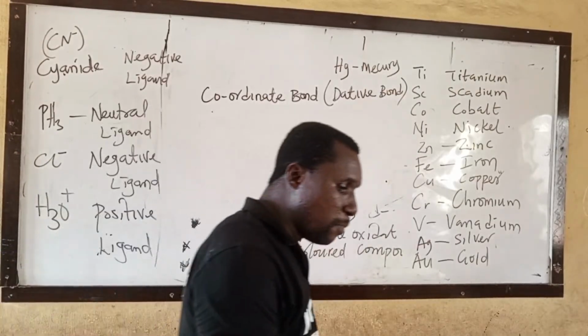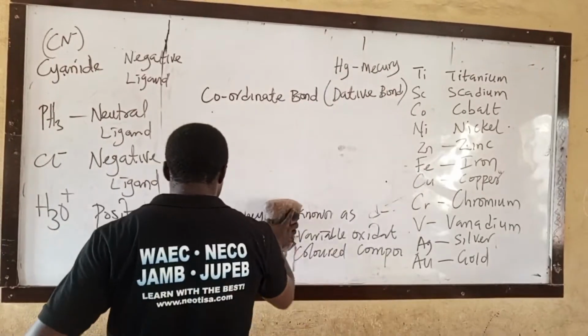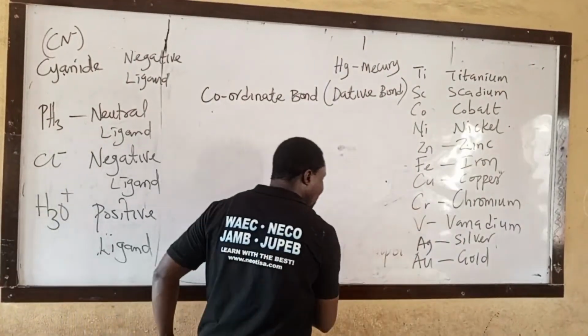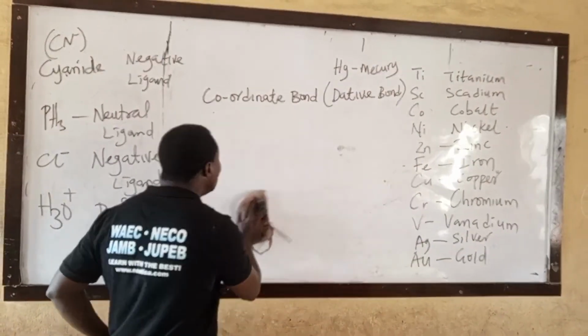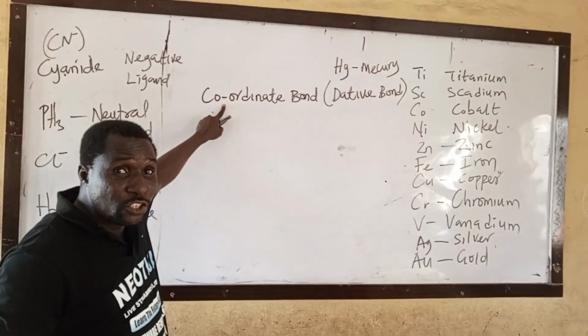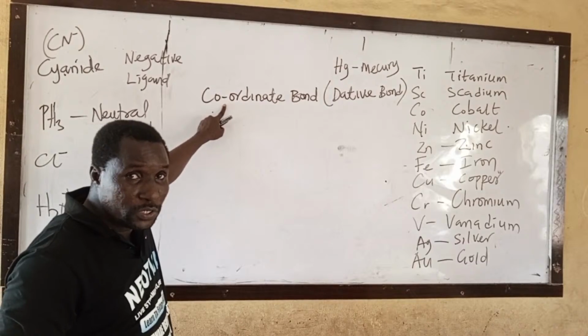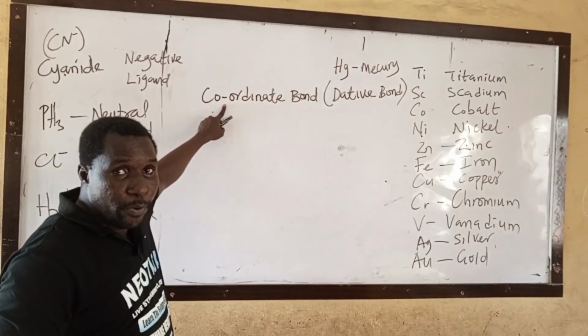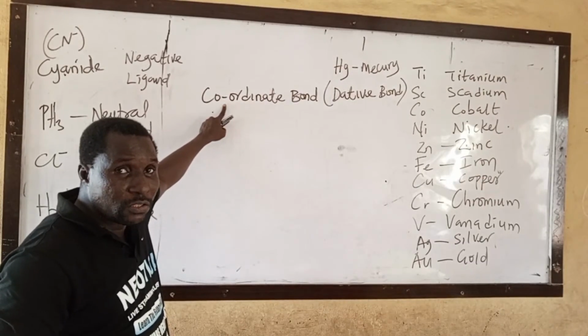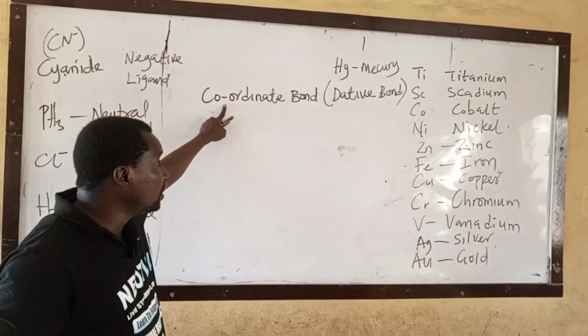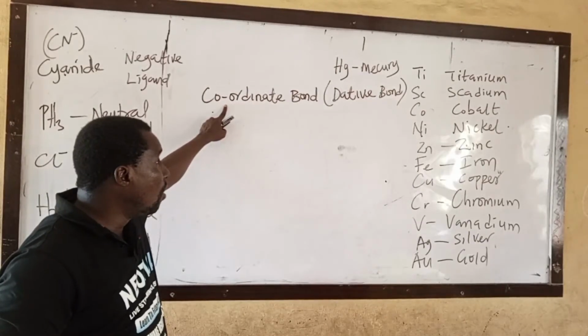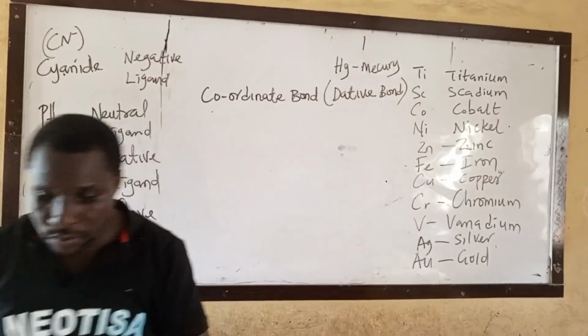Then what are examples of coordination compound? Let me give you examples. The bond that occurs in coordination compound is dative bond or coordinate bond. Take note.